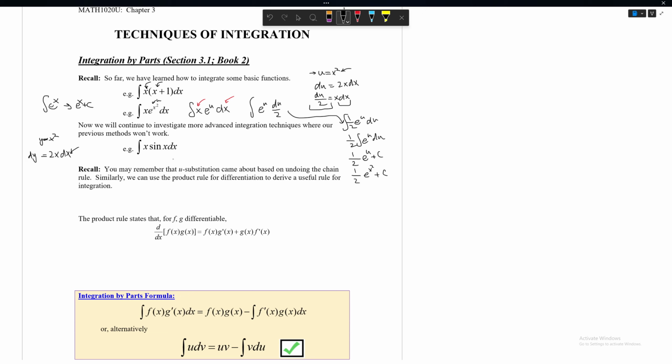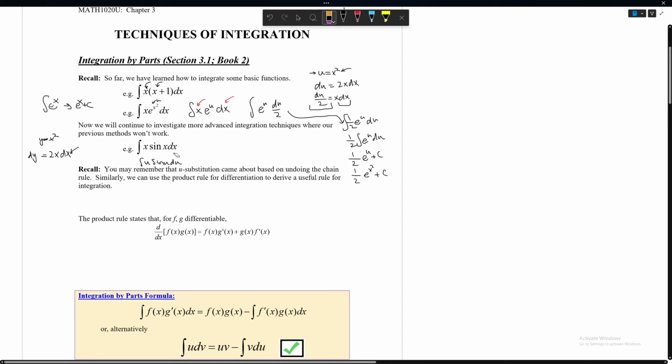Now, x sine x. How can we integrate this? And the question is, well, I can't expand. If I u-sub x, then this will just be the integral of u sine u du, let's say. After I derive, I get du equals dx. And that's just the same thing. So, well, that doesn't work.